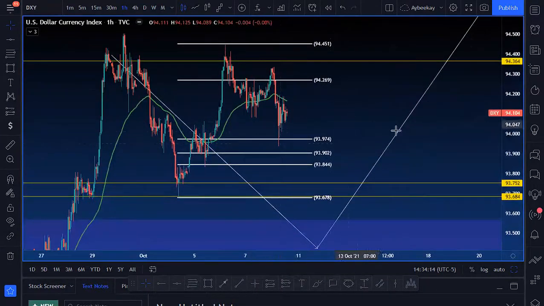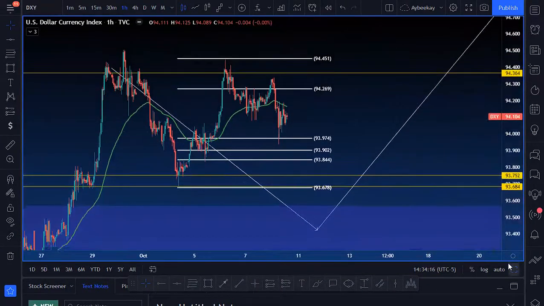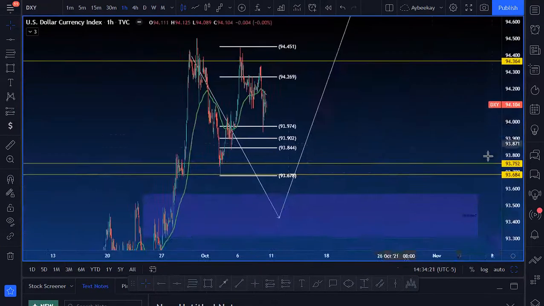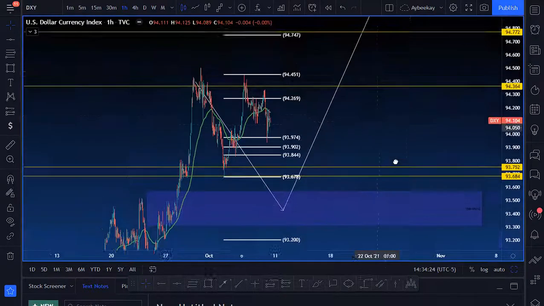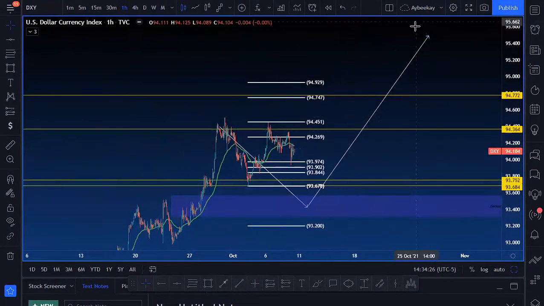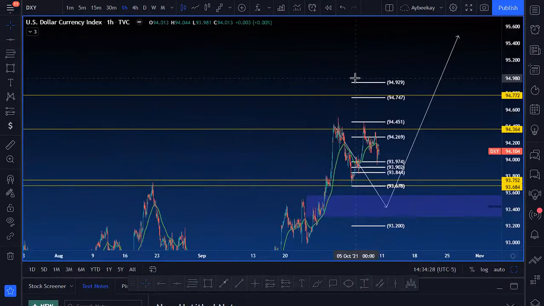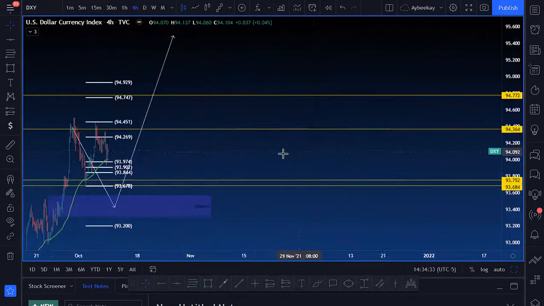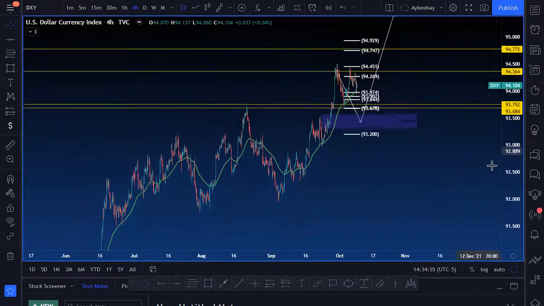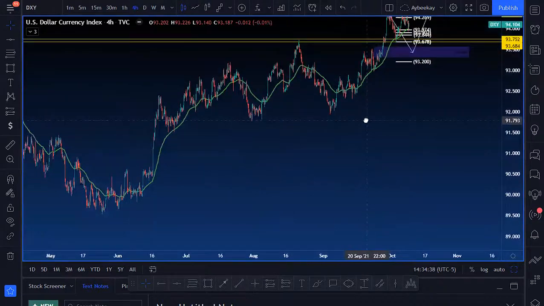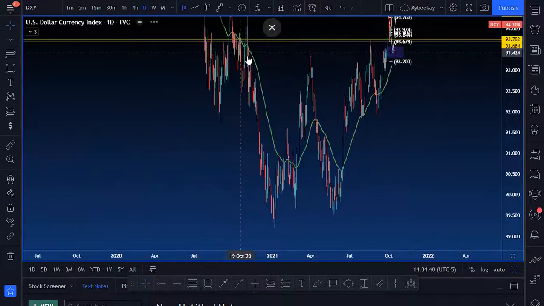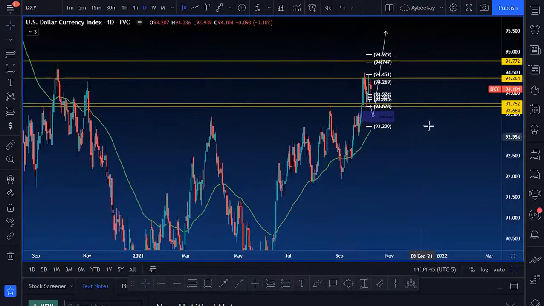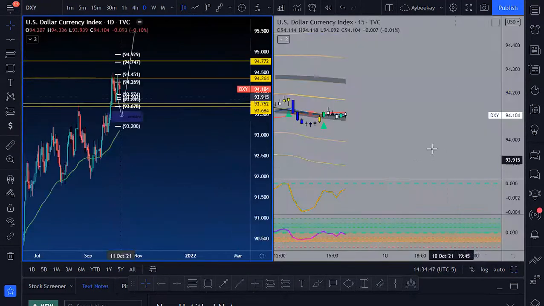I'm not saying that I'm getting into anything, or that I have any certain bias towards the way the DXY wants to go, except if it comes down to this demand zone, I would love for it to go bullish. But overall the market's bullish, and that's the sentiment that I'm playing off of, the bullish market structure. It's so obvious that this is just trying to go bullish. So we'll see what happens with Euro USD.